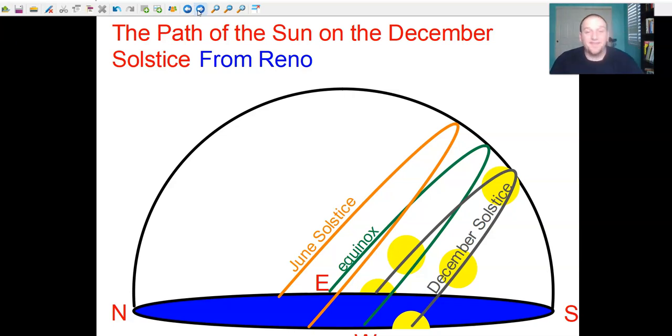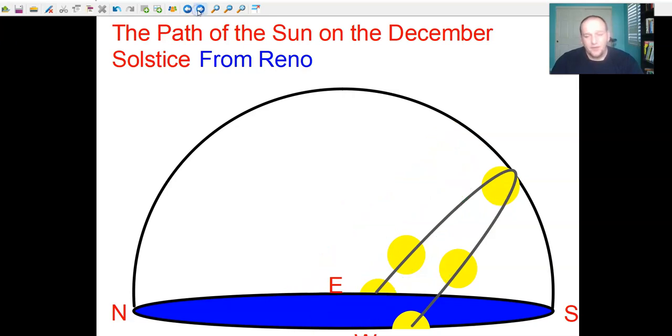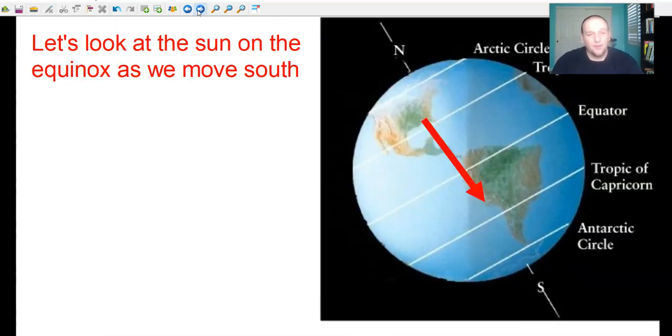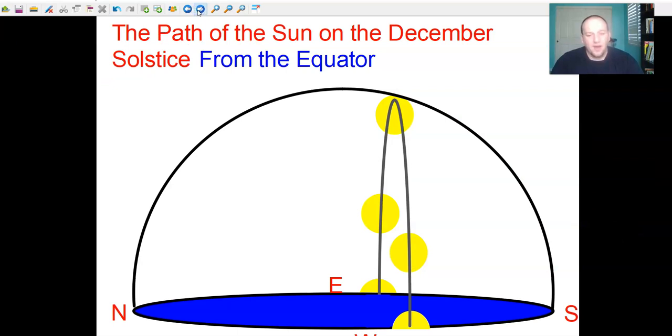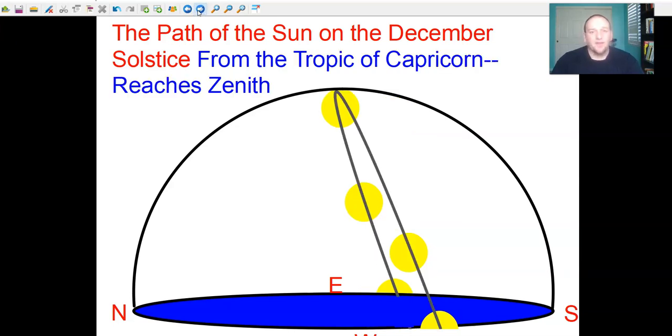Okay, finally, the December solstice. This should be pretty easy because we already sort of understand how this works. On the December solstice, we just experience the opposite things in opposite hemispheres. So for us in Reno, the sun rises south of east, does not get very high, and sets south of west. As we work our way south from Reno, on the equator, on the equinox, it's south of east, south of west, and doesn't reach zenith. On the Tropic of Cancer, nothing exciting. But if we make it all the way to the Tropic of Capricorn, on the December solstice, this is when the sun goes straight overhead.